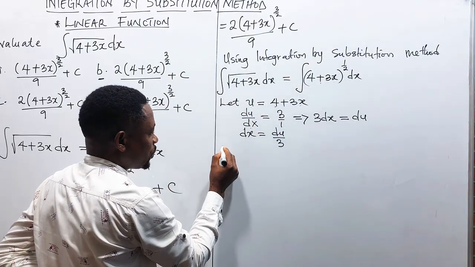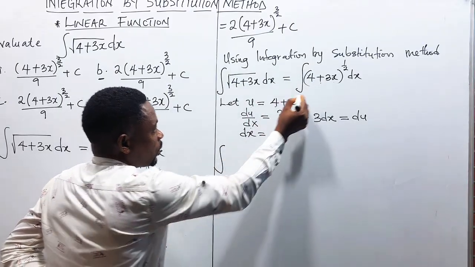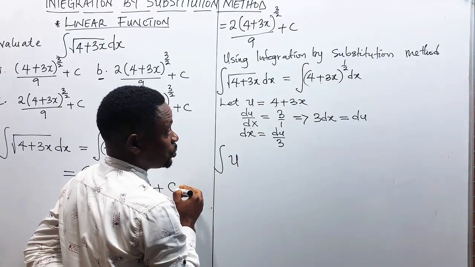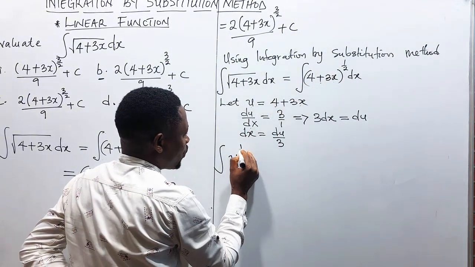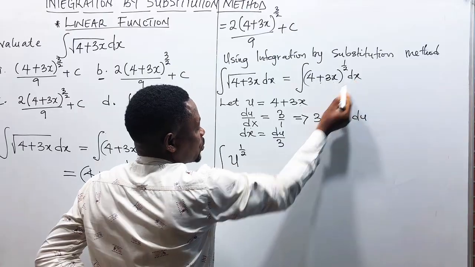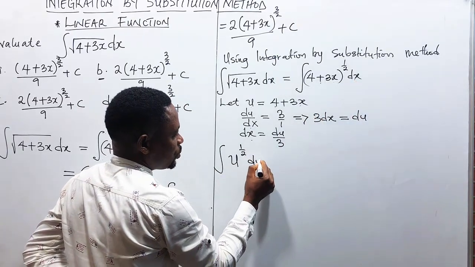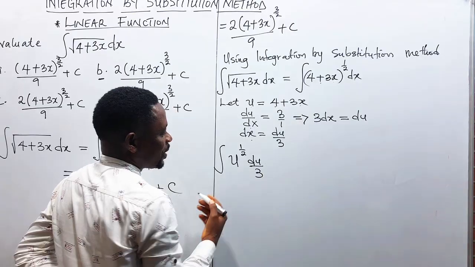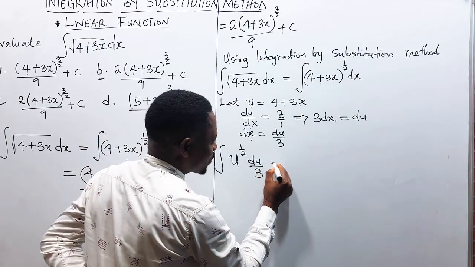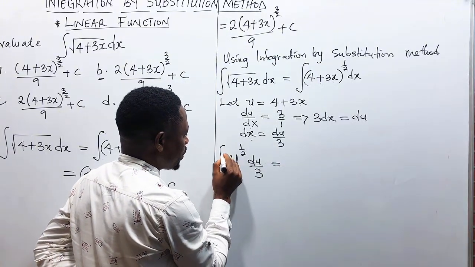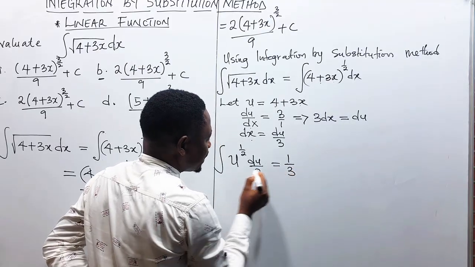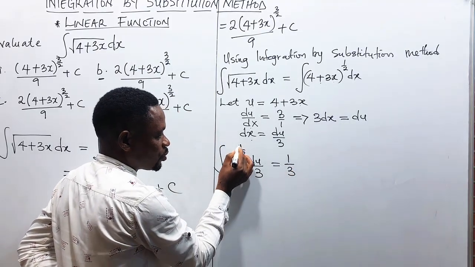We now move to the question. Integral of, well, observe this. This is 4 plus 3x. What is it? It is u. Then raised to the power of 1 over 2. Then next is dx. My dx is already solved. The answer is du over 3. Can you see we can integrate it? But meanwhile, since 3 is at the denominator, I will factor it outside. The coefficient here is 1. It will become 1 over 3. Are you there?